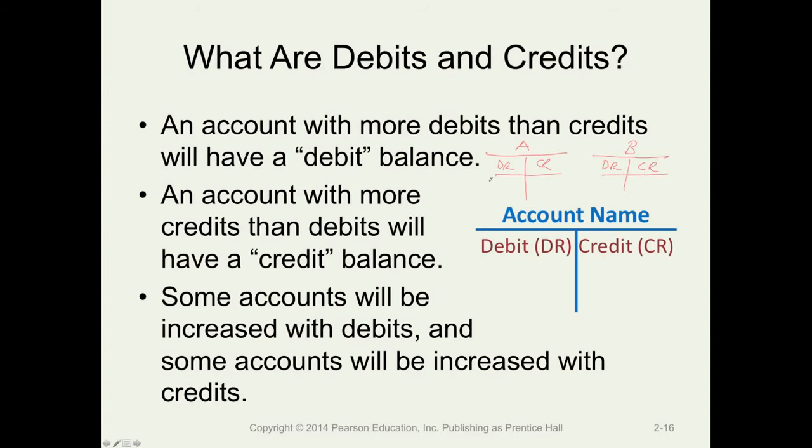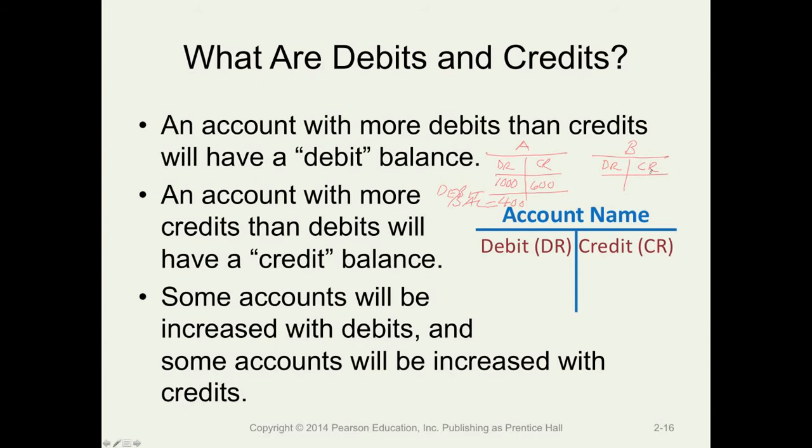Let's say that for account A, you entered $1,000 worth of debits and you credited that account for $600. The balance in this case is a debit balance of $400.